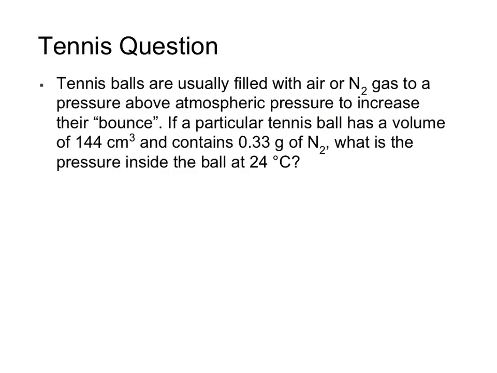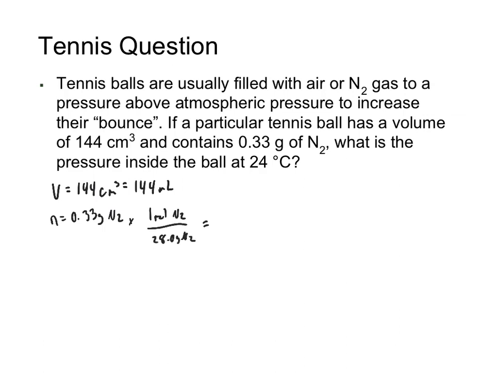Let's look at a real-life example. Tennis balls are filled with either air or nitrogen gas to a pressure above atmospheric pressure in order to increase their bounce. In this particular case, we have a tennis ball with a volume of 144 cm cubed, which is equal to 144 milliliters. It contains 0.33 grams of N2, which we will then have to convert over to moles, 0.0118 moles. And we have the temperature equal to 24 degrees C.